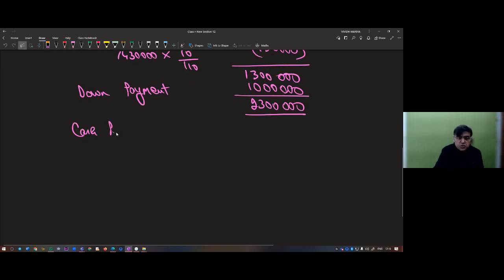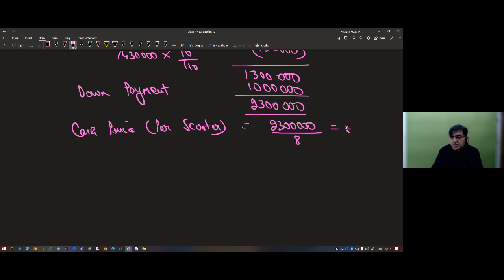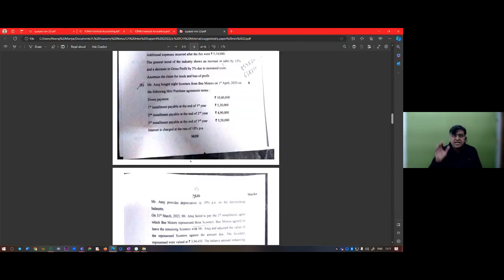Cash price per scooter is 23 lakhs divided by 8, which is 287,500. Guys, are you understanding how easy it is? Done. The first part of the answer is done in hire purchase.